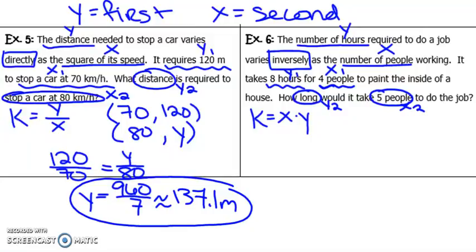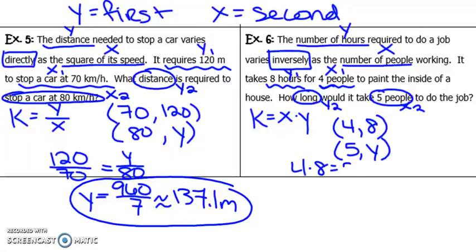So now if we write our points, people is my x and hours is my y. So 4 people, it takes 8 hours. If we have 5 people, how many hours would it take? Inverse, we are going to multiply. So I'm going to do 4 times 8 equals 5 times y. If we solve this out, we are going to get a fraction. Y is going to equal 32 over 5.